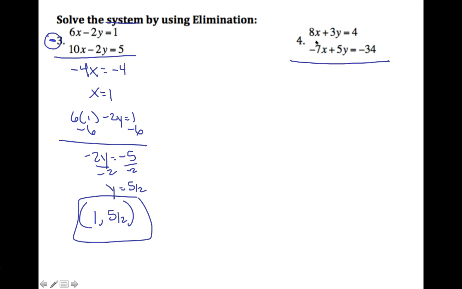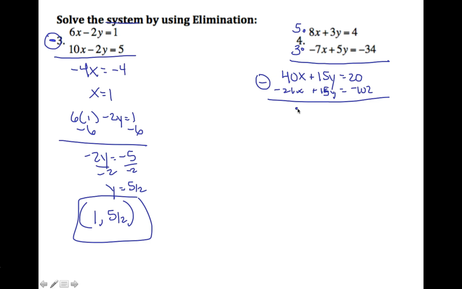So we could get the x's to both be the same or the y's, it doesn't matter. For the y's to be the same, we'd have to get them both to be 15. So we would multiply the top by 5 and the bottom by 3. When you do that, you get 40x plus 15y equals 20. Bottom equation, negative 21x plus 15y equals negative 102.